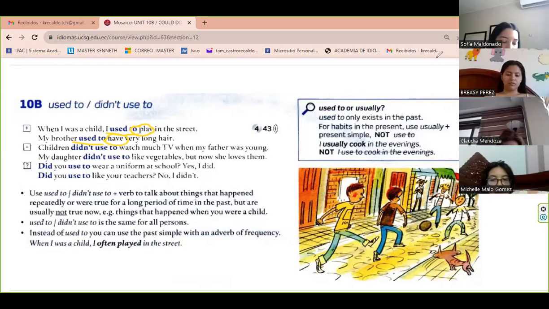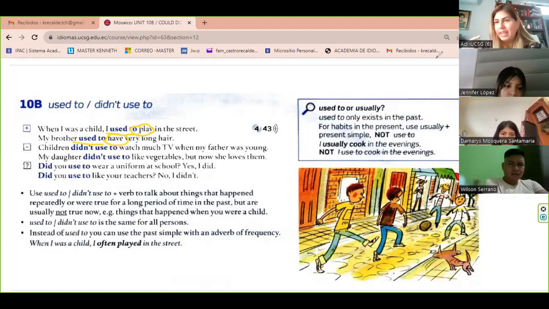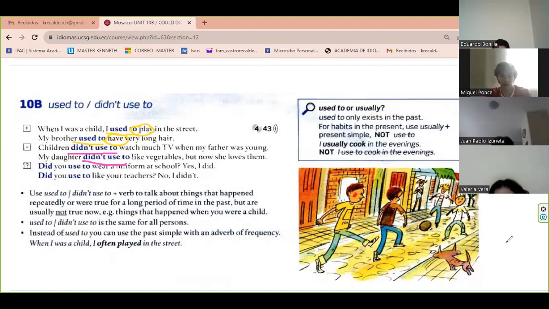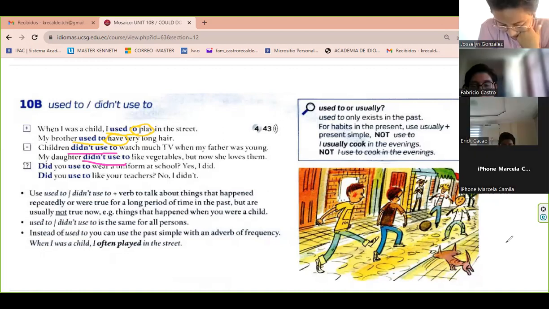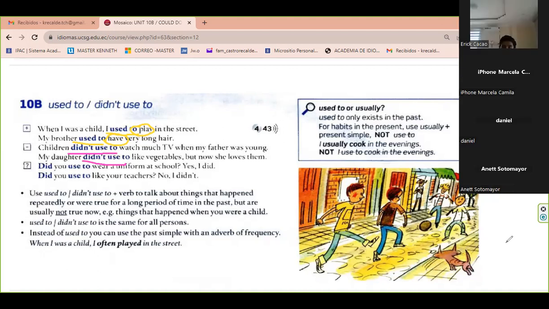You don't change it. But if the sentence is negative, you use the auxiliary in past, which is didn't. So you say didn't, and used to comes in present. Didn't used to watch much TV, didn't used to like vegetables. So when you have didn't, the verb comes in present, okay? The verb comes in present, always.